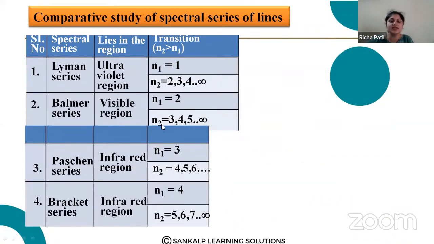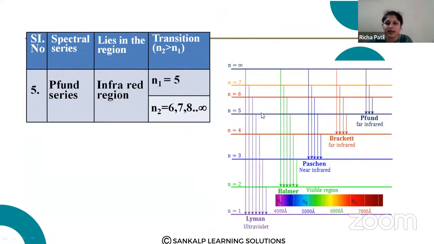You can see the first line, that is the Lyman series. This Lyman series is from n equals 1. So n equals 1, n equals 2, 3, 4, 5, and so on till infinity. These are nothing but the different energy states.